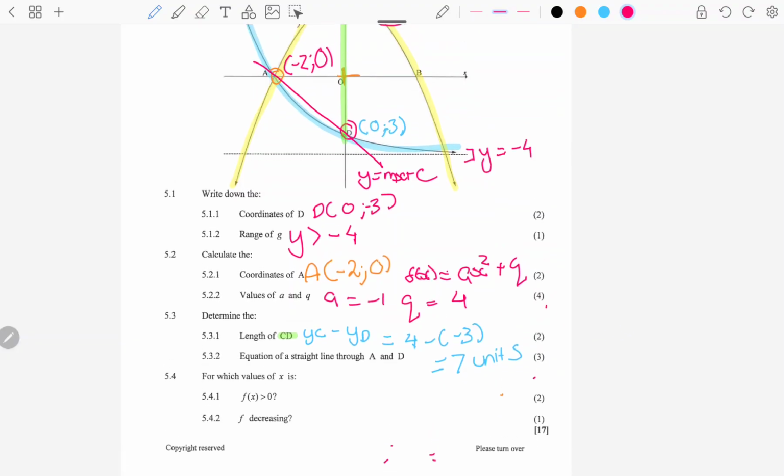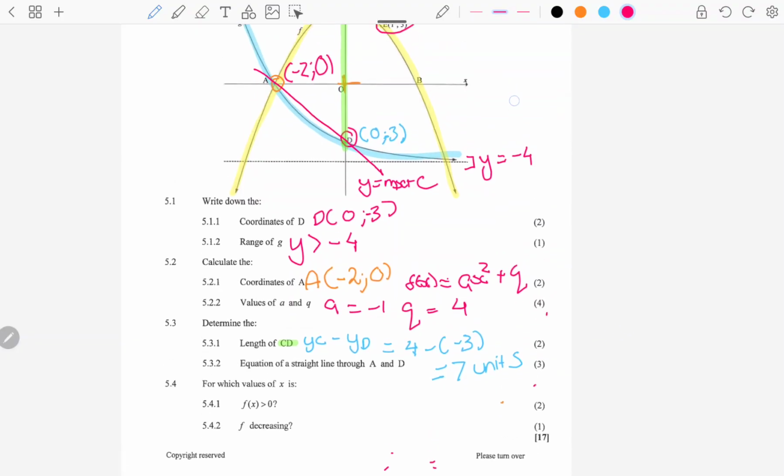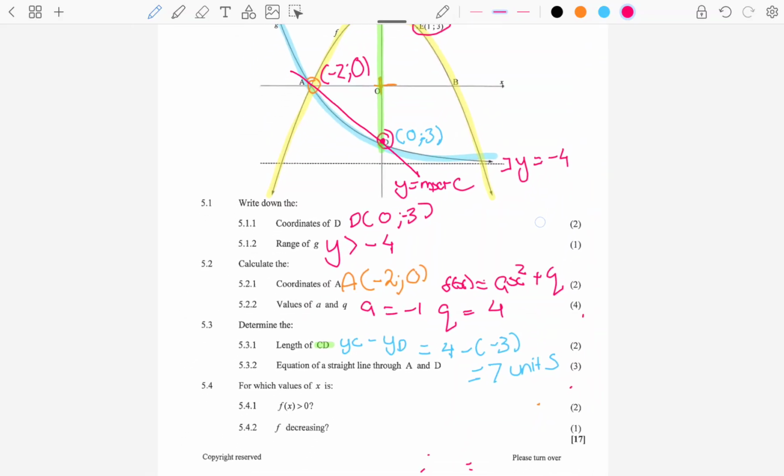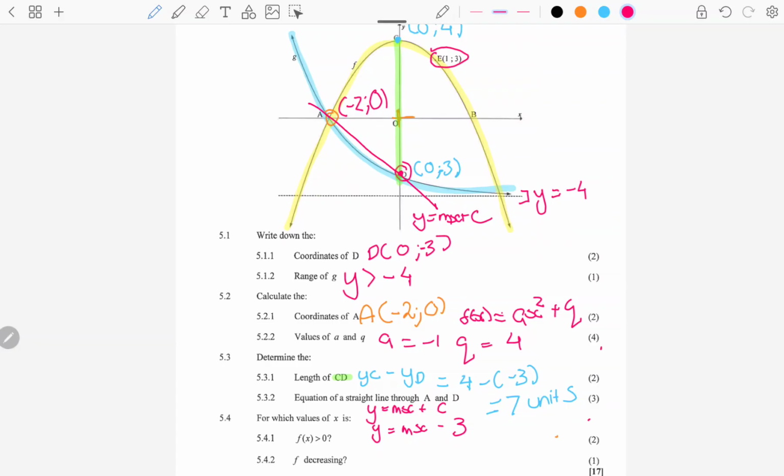Okay, sorry about that. What I meant is we have to look at the y-intercept, which will be point D, not point A. So therefore we know y is equal to mx plus c, so y is equal to mx minus 3. All that is left is to calculate the gradient. For this we'll be using points A and D.